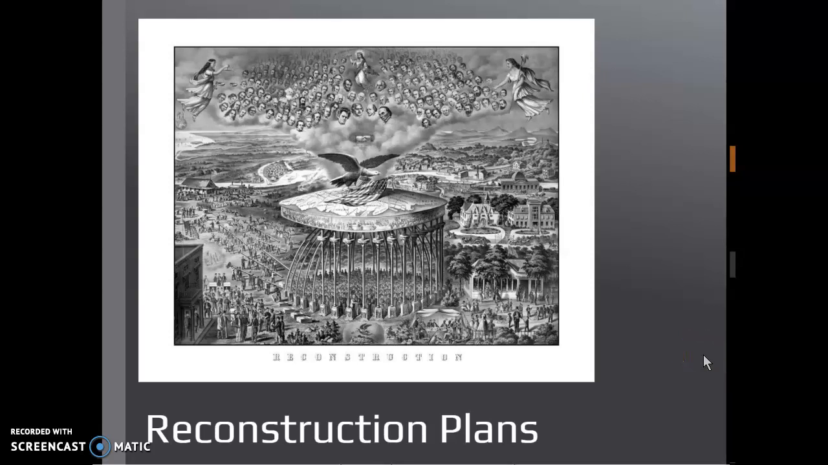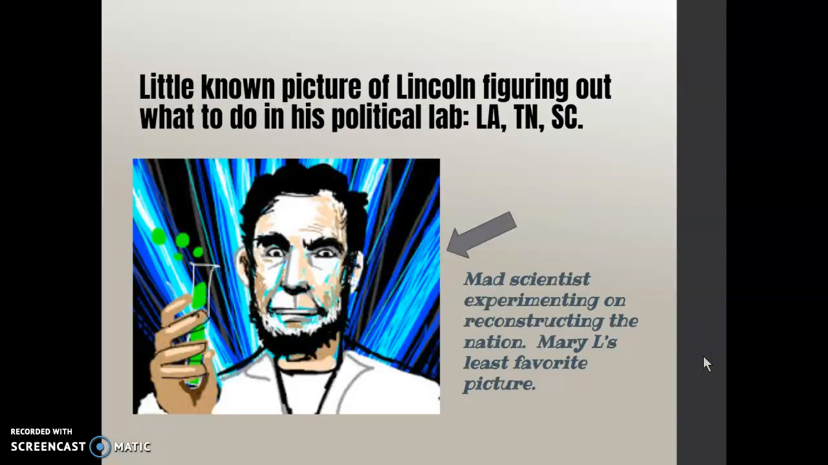Reconstruction plans. Here's a little-known picture of Lincoln figuring out what to do in his political lab: Louisiana, Tennessee, South Carolina. These were the states that early in the Civil War, the Union Army invaded and started taking back land. So it was the perfect place for Lincoln to test some of his potential solutions for Reconstruction. Mary Lincoln didn't like this picture.